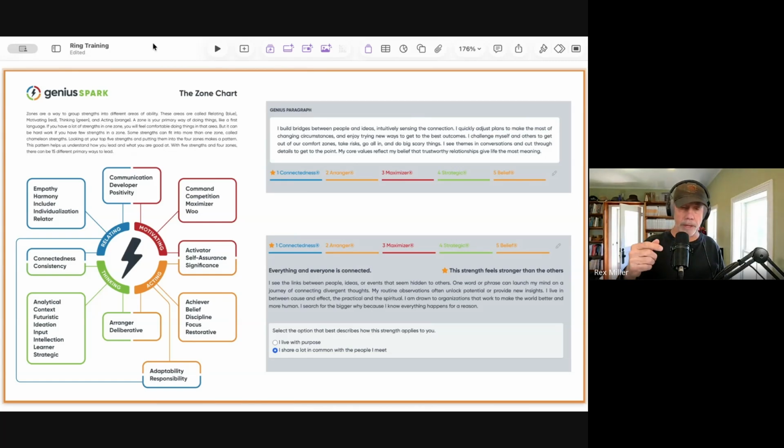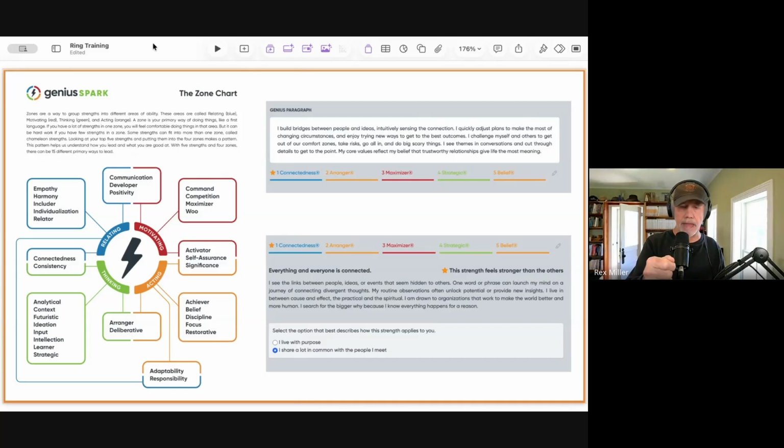But the arranger side, as you can see here at the bottom of the circle on the left, the arranger can be either a puzzle solving strength, which would have put it in the green, or an optimizing strength, or an orchestrating people type of strength, which puts it in the orange.